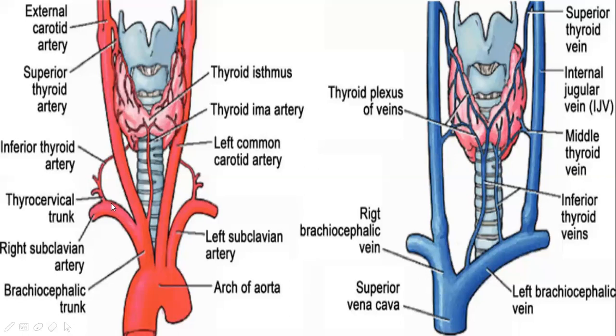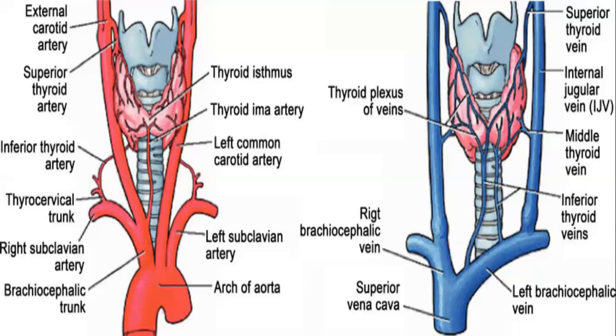From these arteries, the inferior thyroid arteries arise and reach the inferior pole of the thyroid gland, and supply the posterior and inferior aspects of the thyroid gland. You can see where it is going backwards, supplying the lower part and the back portion of the thyroid gland. This is about the arterial blood supply.